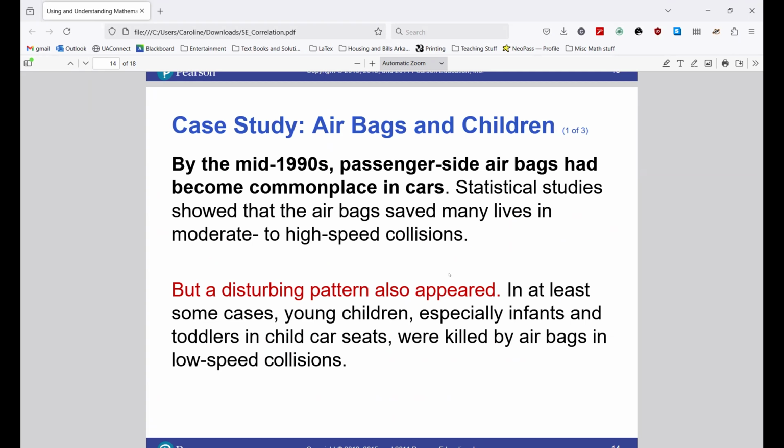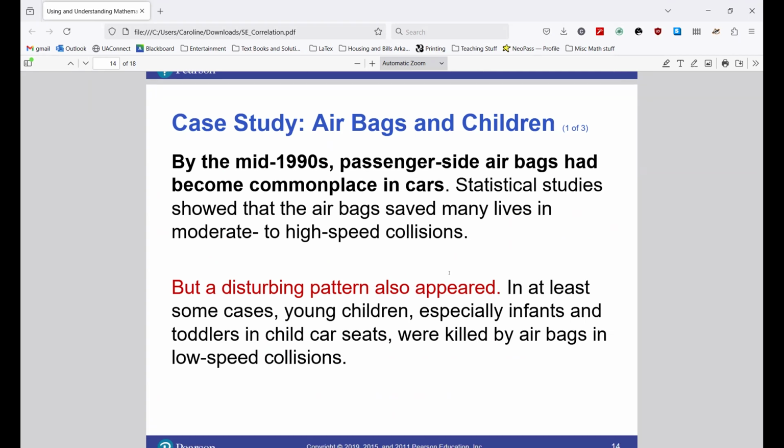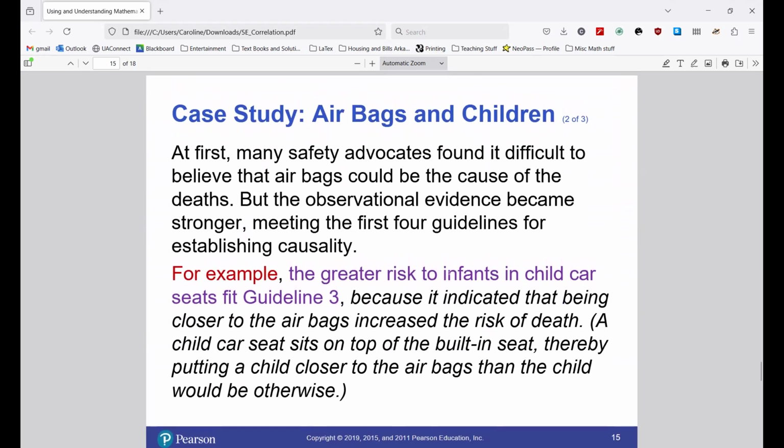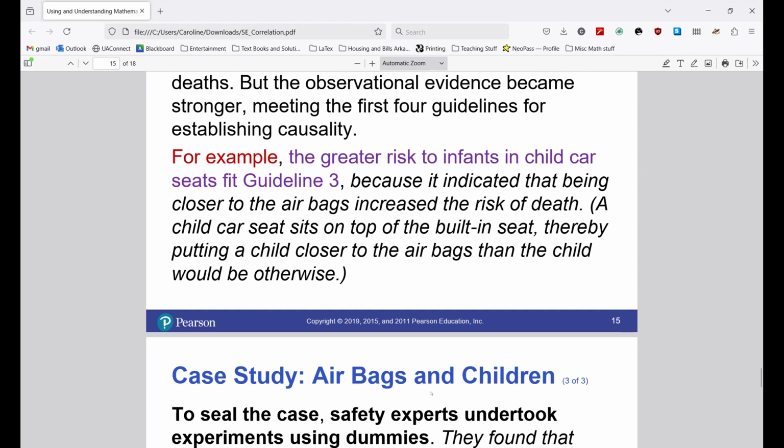So they wanted to do an experiment to see, is it the airbags that are causing this or is it something else? Obviously you don't want to risk actual children in their studies. At first many safety advocates found it difficult to believe that airbags could be the cause of the deaths, but because the correlation kept getting stronger and stronger, they had to look at it. Because it indicated that being closer to the airbag increased the risk of death, a child sits on top of a built-in seat, thereby putting them closer to the airbag.